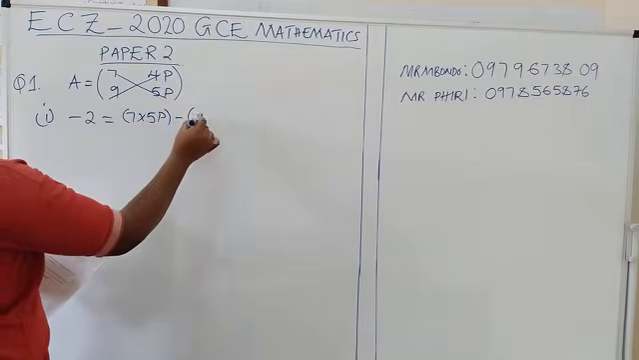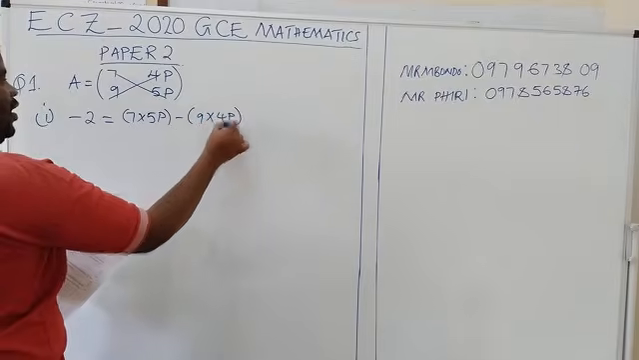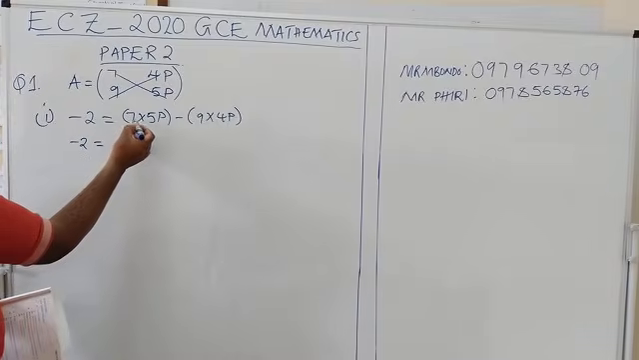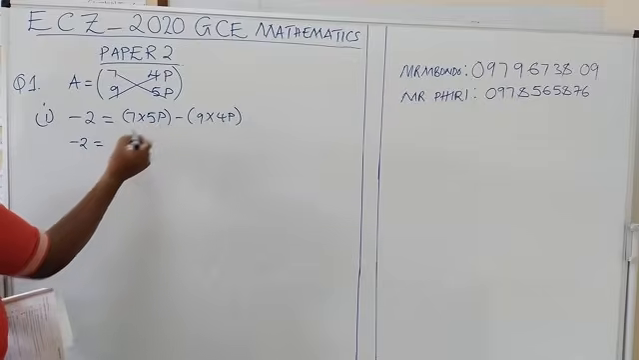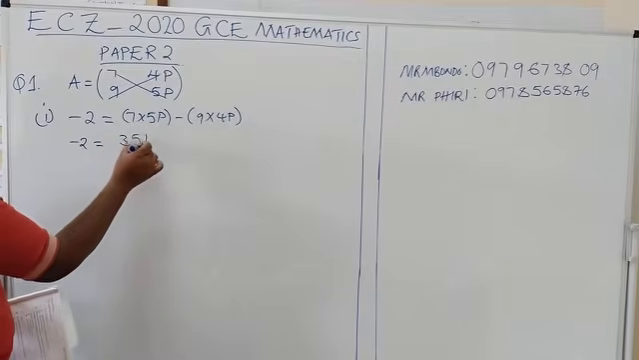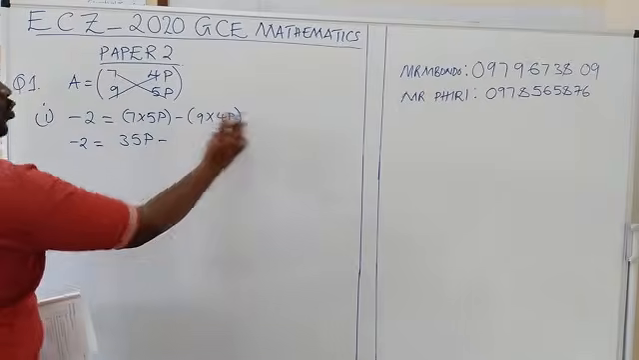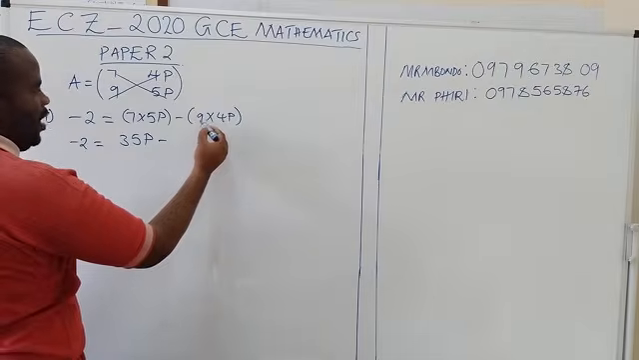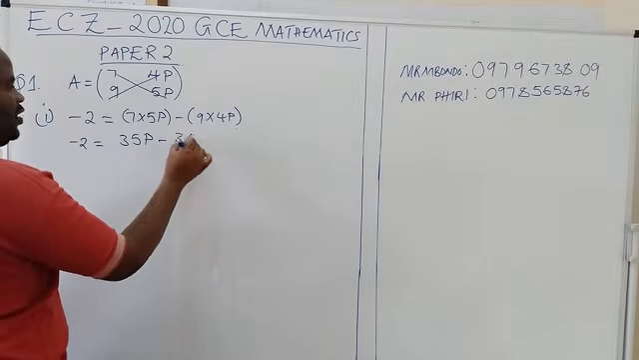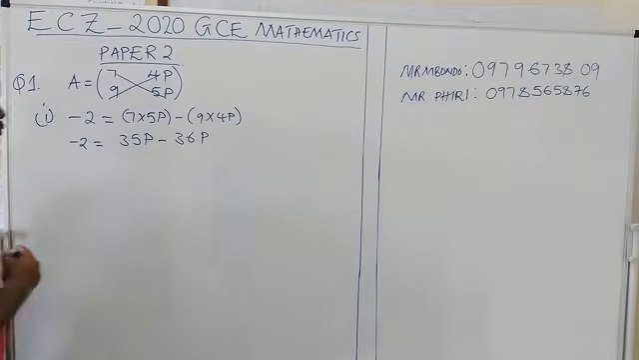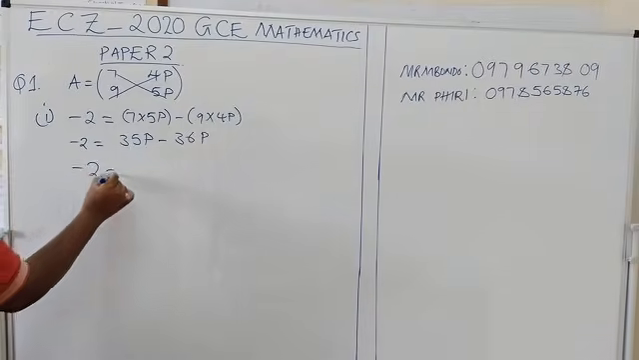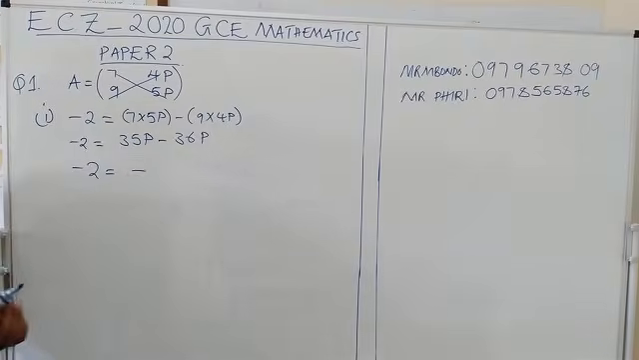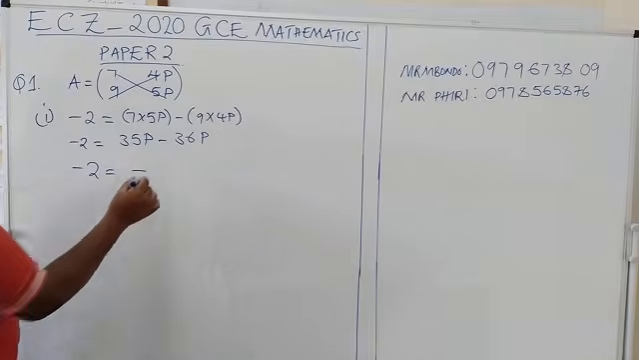Minus 9 by 4p. Alright? So this is negative 2 is equal to 7 by 5p, which is 35p. This will be minus because we won't have positive signs. So 9 by 4p, we have got 36p. Okay. So now say negative 2 is equal to 35p minus 36p, we have negative 1p, which is negative p.